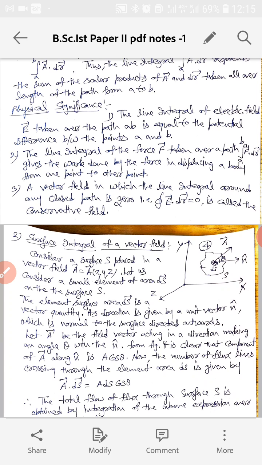Another example: if we take the line integral of force taken over any path, F dot dr, what will it give us? It will give us the work done by the force in displacing a body from one point to another point.